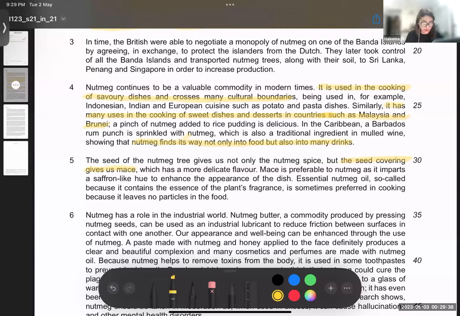We can talk about how it is used as an essential oil. It also finds its way. Now, this is a content example of how you can sum up 2 ideas into 1. Now, this line over here, essential nutmeg oil, sometimes preferred in cooking because it leaves no particles in the food. This can be one content point. You don't need to write the whole thing as the content point. If you summarize this, if you just join them both together and write this as one content point, that's perfectly fine.